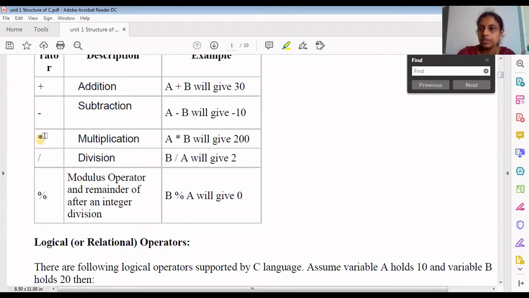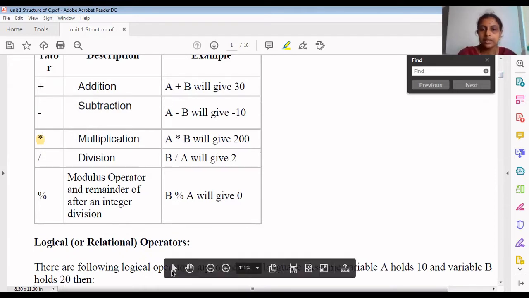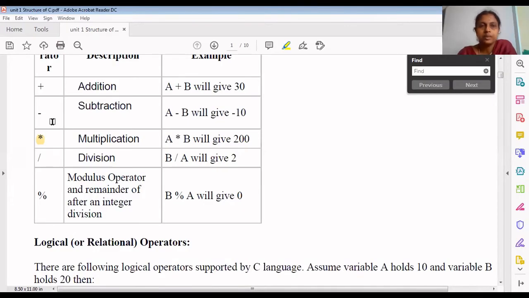So asterisk is what we call multiplication. For multiplication, we'll be using this symbol. Okay, kindly note it down. For the multiplication symbol, we don't put X as we use in mathematics. Here we will use the symbol whose name is asterisk. Okay, and for division, this is the symbol. One slash, just a slanting line. What we put is called division. So this is the division symbol.